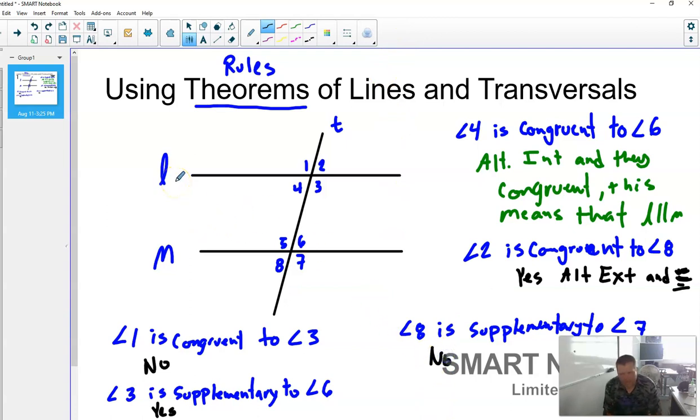Okay. So it has to be one of those 4 rules. It has to be alternating interior angles that are congruent, alternating exterior angles that are congruent, consecutive interior angles that are supplementary, or corresponding angles that are congruent. One of those has to be what shows that those lines are parallel.